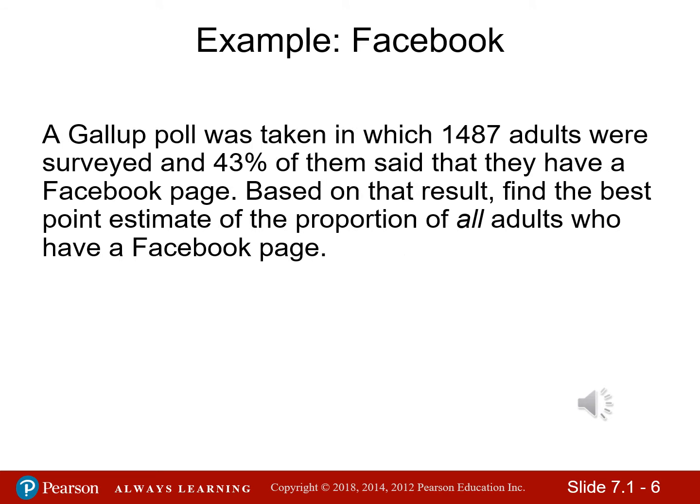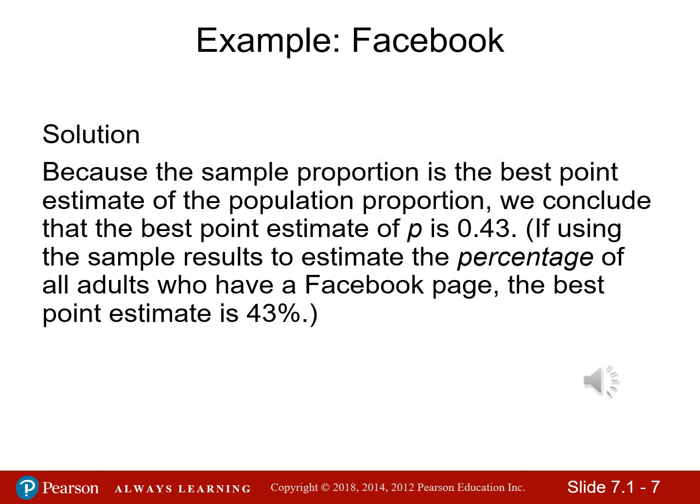Let's consider this example. A Gallup poll was taken in which 1,487 adults were surveyed, and 43% of them said they had a Facebook page. Based on that result, let's find the best point estimate of the proportion of all adults who have a Facebook page. Because the sample proportion is the best point estimate of the population proportion, we conclude that the best point estimate of p is 0.43. If using the sample results to estimate the percentage of all adults who have a Facebook page, the best point estimate is 43%.